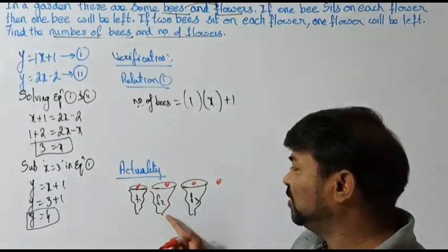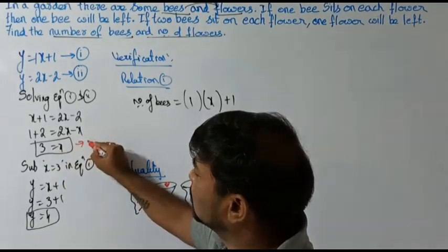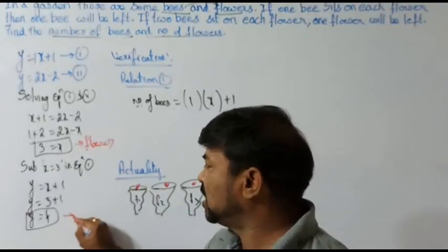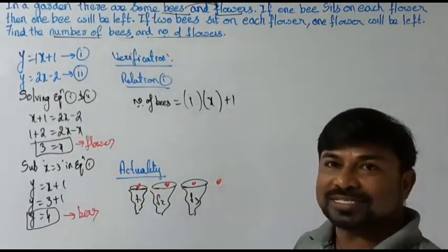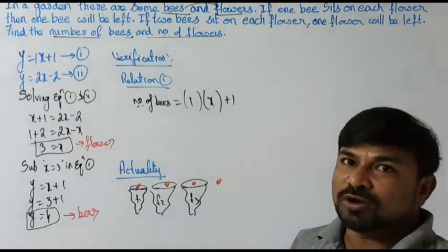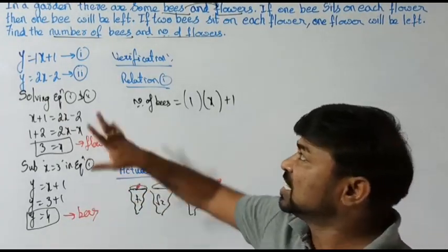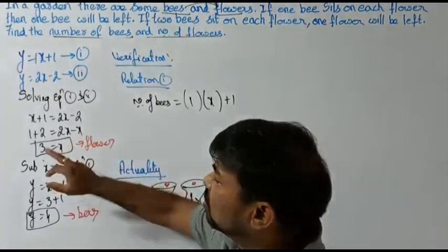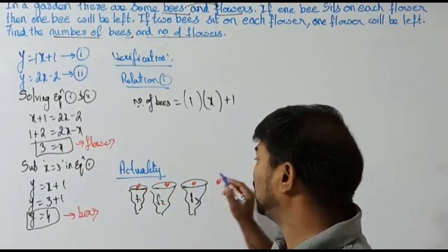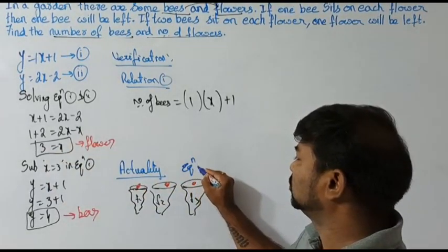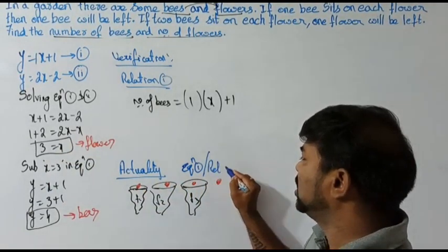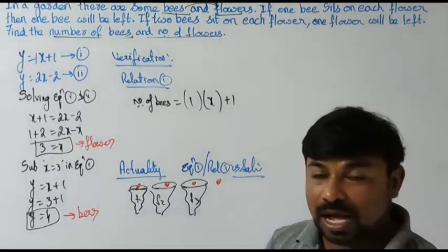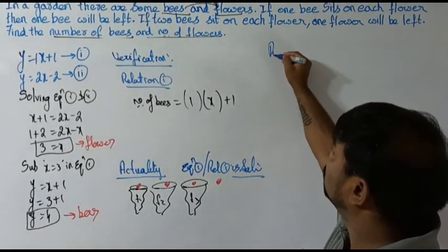Okay, so now count. How many flowers are there? Number of flowers is 3. How many bees are there? If 1 bee is sitting on 1 flower, 1 bee is left. Yes, equation 1 is satisfied. Relation 1 is satisfied. We have to show this. Now let's satisfy equation 2. Make the arrangement according to equation 2. Now, let's go for relation 2.